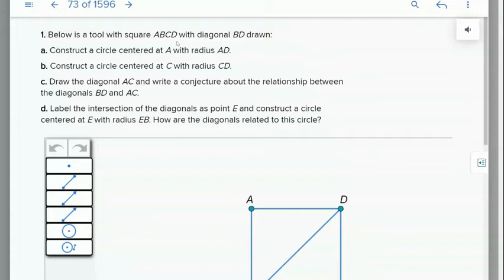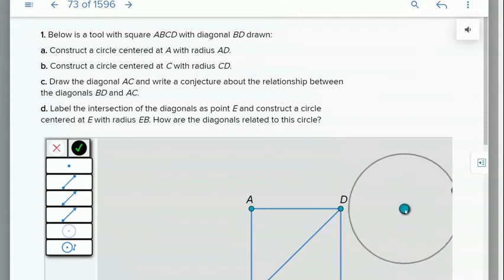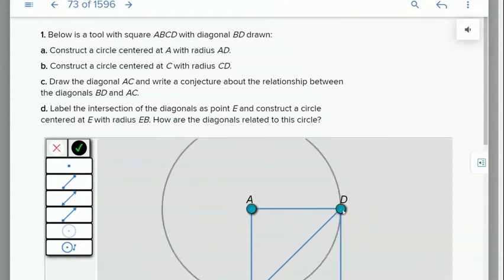So they tell us right away it's a square, all right, with a diagonal of BD. Awesome. First part, construct a circle centered at A with a radius of AD. So circle centered at A with a radius of AD. Okay. Second step, they asked us to do the same thing except on C with a radius of CD. So go to C, radius CD.